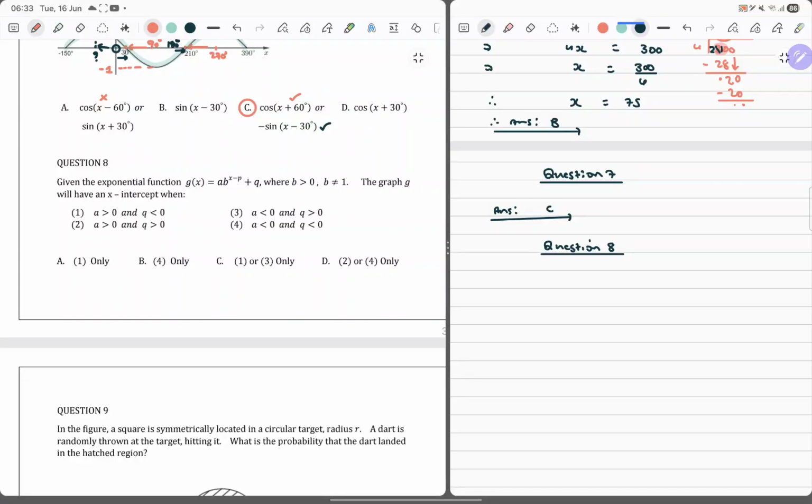So question 8 says, given the exponential function g of x is a times b to the exponent x minus p plus q, where b is greater than 0 and b is not equal to 1. Now the graph of g will have an x-intercept. So we're interested at the point where this shows us an x-intercept. Now folks, technically the horizontal shift will not affect much, right? But what will is actually the asymptote. So shifting the graph vertically will definitely affect how we get things done.